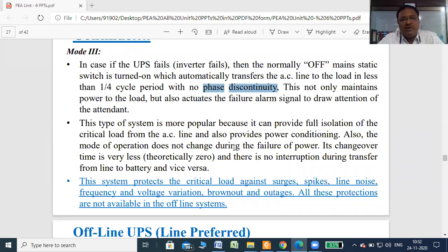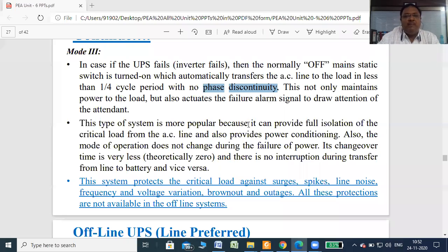Yesterday, when we discussed the UPS, I told you that the switching time of a Microsoft inverter is less than 8 milliseconds. If you see the switching time on the box of a Microsoft inverter, it is given as 8 milliseconds, or I think less than 8 milliseconds. A 1/4 cycle period means 5 milliseconds. So the time to turn on the switches is only 5 or less than 5 milliseconds, and only then will you get continuity in the supply, that is, no phase discontinuity.